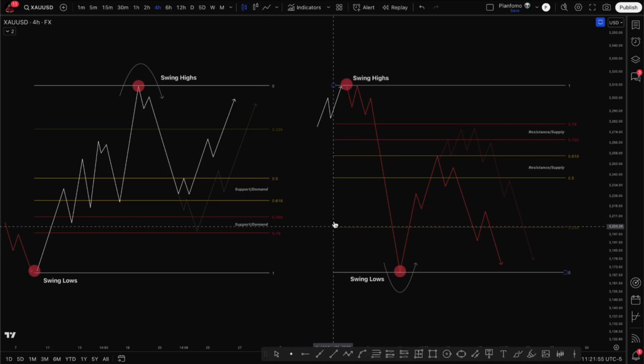Ever placed a trade and thought, where should I take profit? Or where should I enter without getting wrecked? Or even what indicator should I use to maximize my gains or to get those sniper entries? Well, that is where the Fibonacci retracement tool comes in.